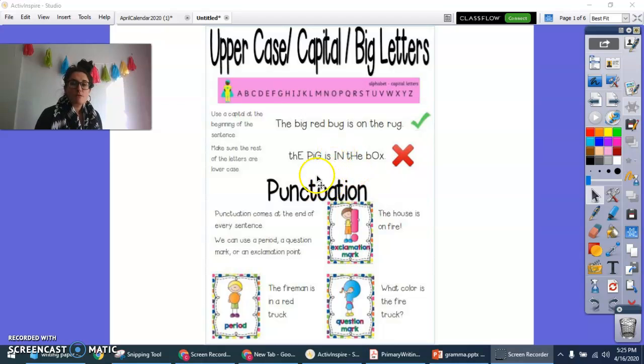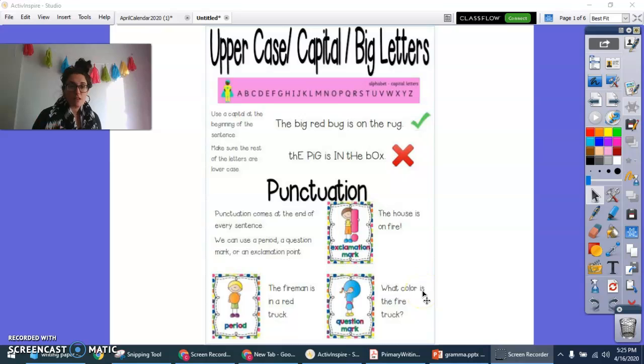All right, moving on. Punctuation. Punctuation comes at the end of every sentence. We can use a period, a question mark, or an exclamation point. The house is on fire. Here, I would use an exclamation point. The fireman is in a red truck. Here, I would use a period. And what color is the fire truck? Here, I would use a question mark.